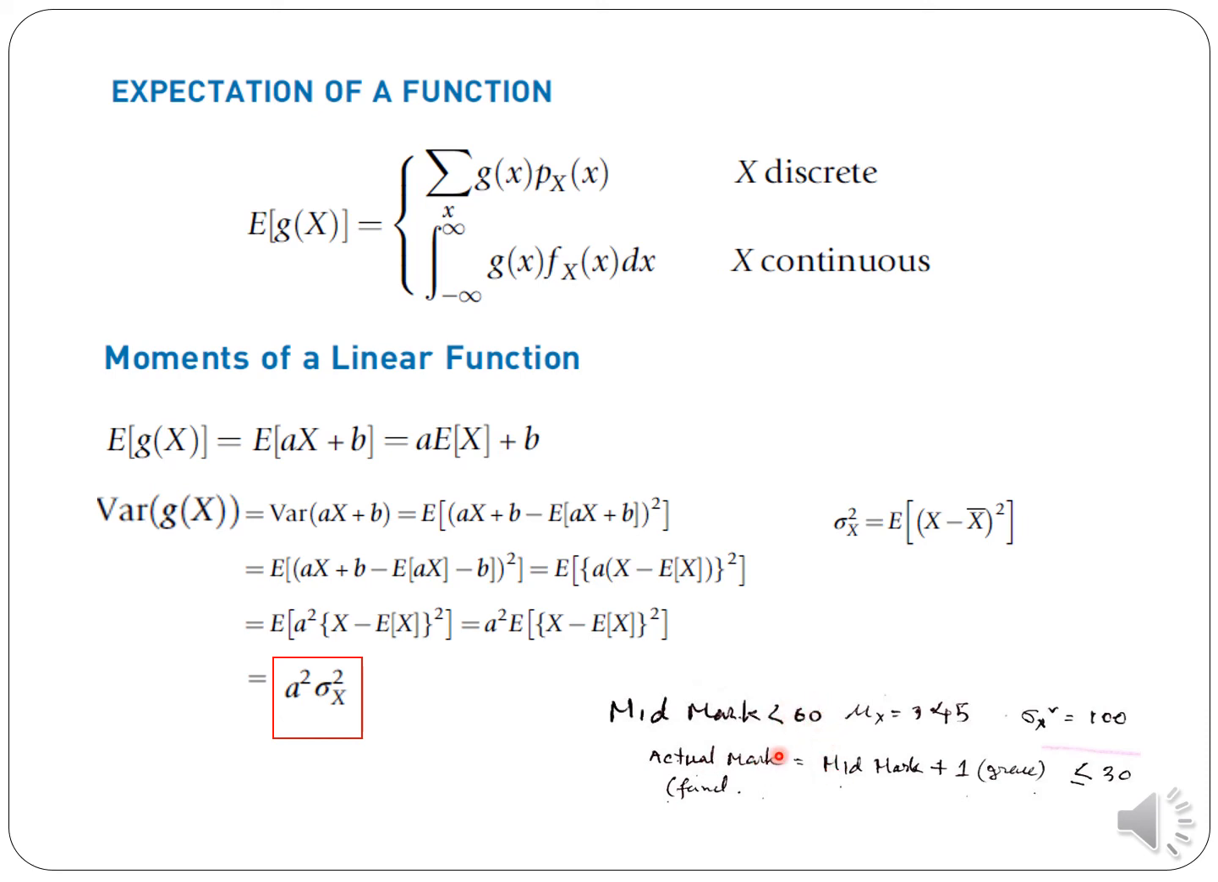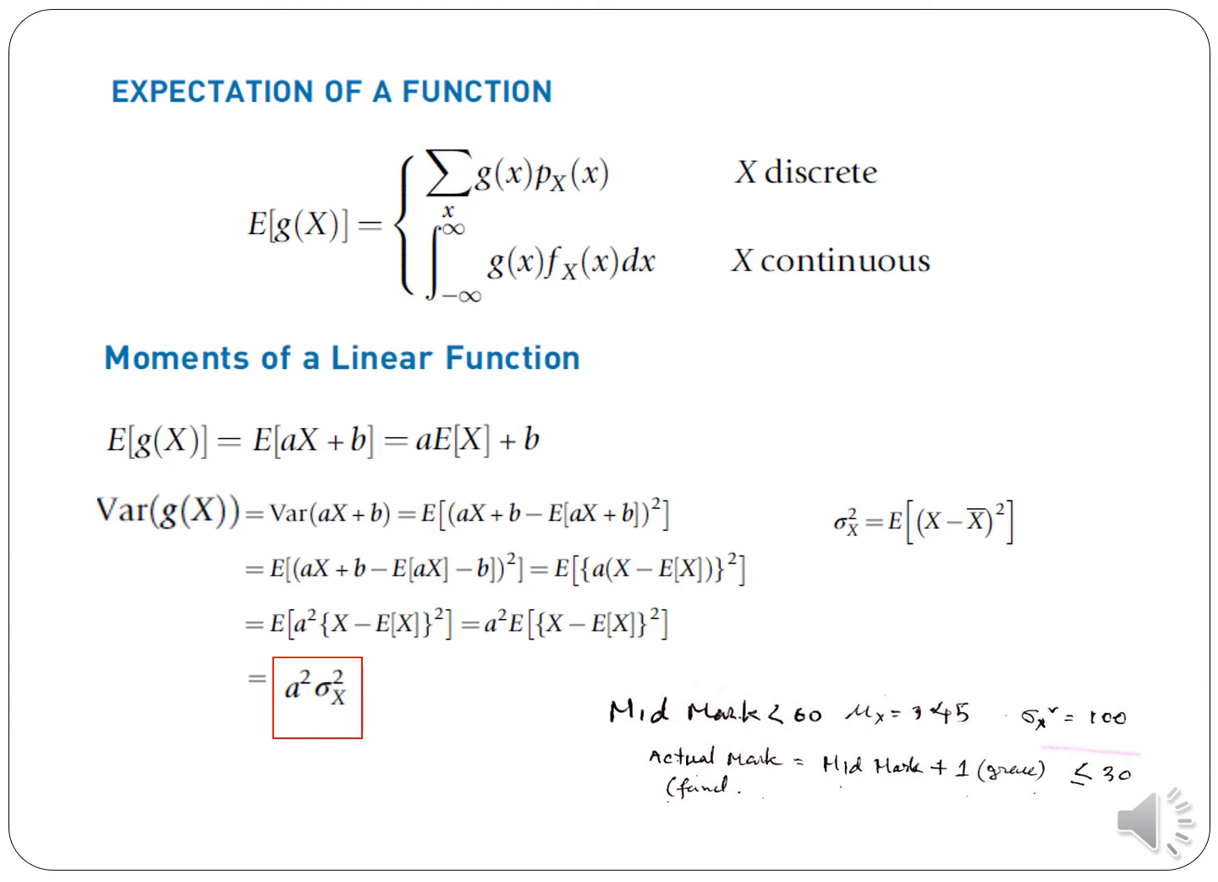So actual mark will be 60 divided by 2 plus 1. Here actually it should be divided by 2. So mid mark 60 divided by 2 plus 1. So that is your grace mark. So if this is the case, now what is the value of a? The value of a is 1 by 2, because we are dividing this 60 mark by 2 to convert it to actual mark, and then we are giving some extra mark, which is b is equal to here 1. So a is equal to half, b is equal to 1.